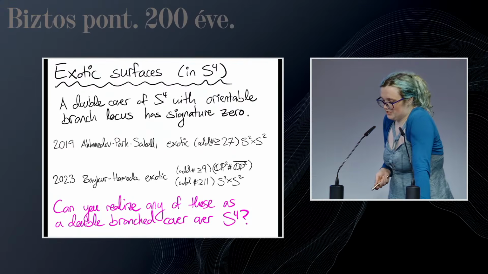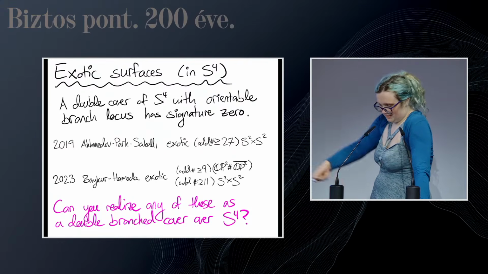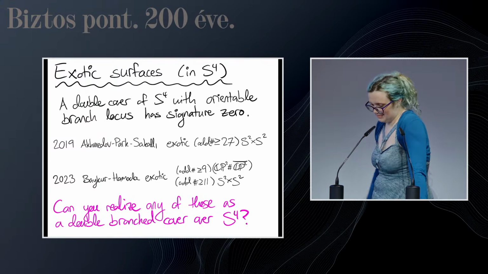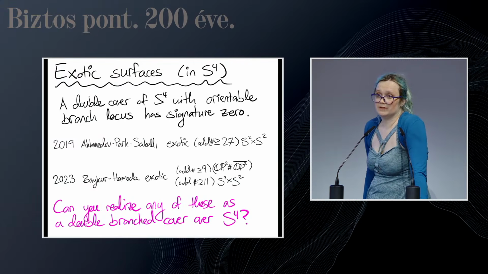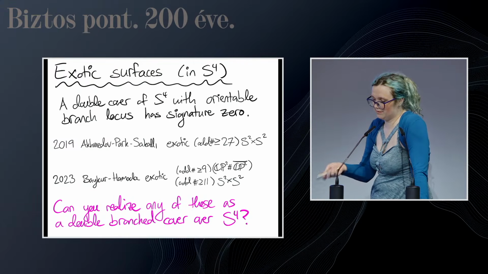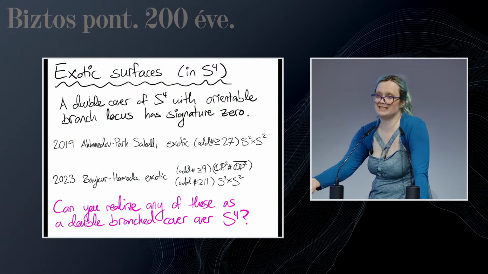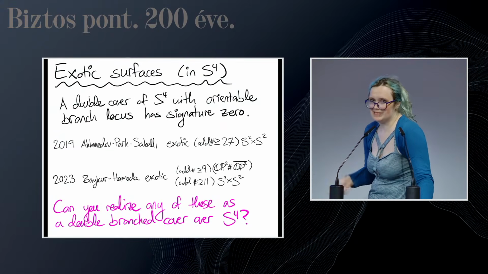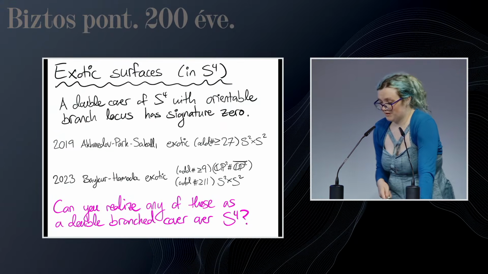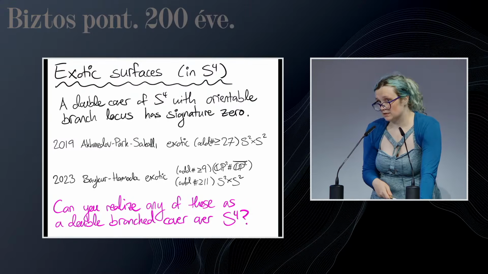So one question is, can you realize any of these, especially the S2 cross S2 ones, as double branched covers over S4, these exotic guys? These ones don't come with a natural involution like those Bogachev surfaces. You've got to find a good involution and then hope that when you take the quotient you get S4. But I don't have a reason why you can't do that.